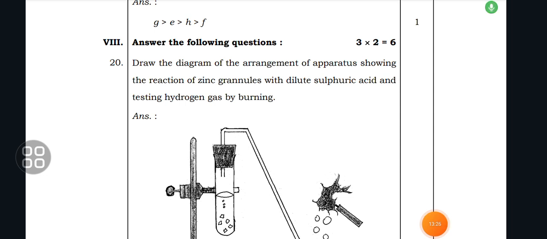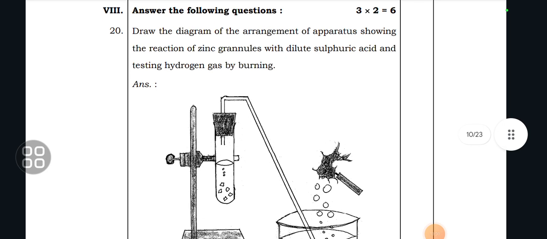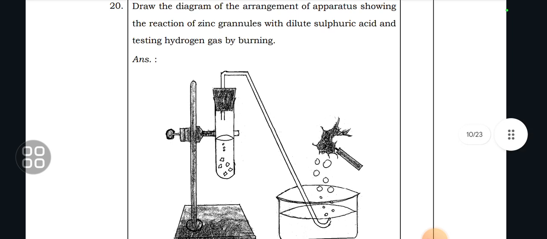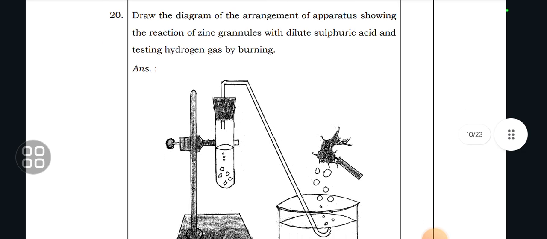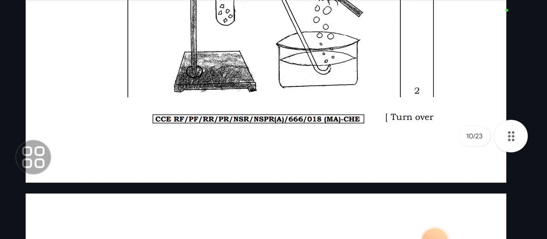Practice all diagrams because diagrams will also help you to pass. Not only passing, it will also help you to score in the examination as well. Here they have not mentioned the labelings. You should also label in the examination.